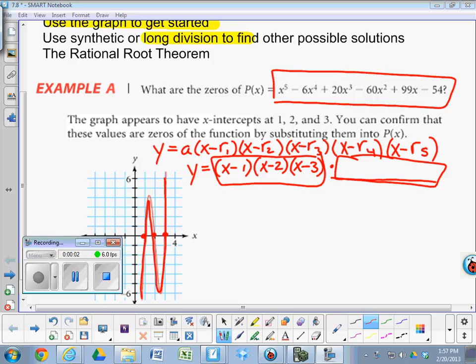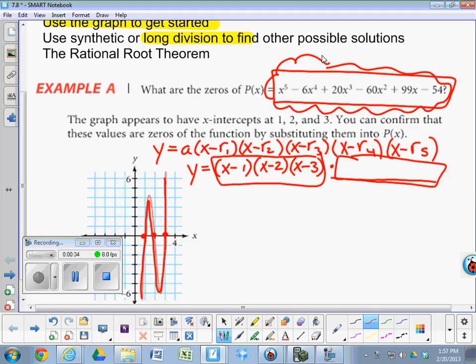Again, what we're doing in this problem in example A on 7.8 is we're trying to factor this x to the fifth minus 6x to the fourth, blah, blah, blah. That's our big polynomial, and we're trying to break it up into two factors. Just like you can break up the number 8 into 4 times 2, or the number 15 into 5 times 3, or x cubed into x squared times x. You can usually factor something into two pieces.